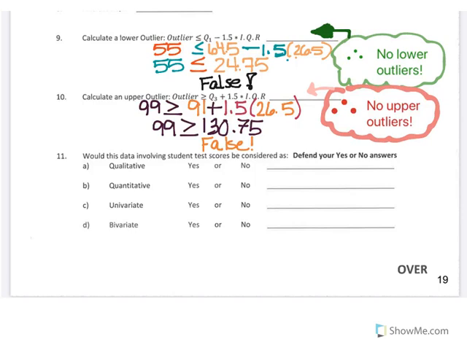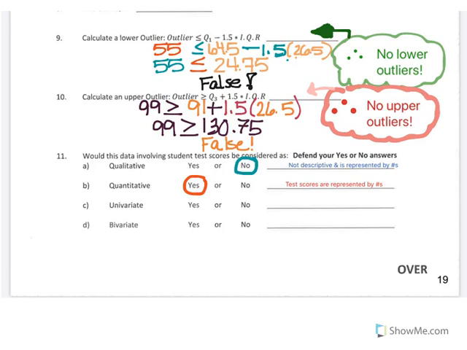For question 11, you had to figure out if this data involving the student test scores could be considered qualitative or quantitative, and univariate or bivariate. Once you answer yes or no by circling those words, you had to defend your answers. The first one, qualitative: it is not considered qualitative because qualitative would have to be descriptive, and it is not descriptive. It is definitely quantitative because it's dealing with numbers.